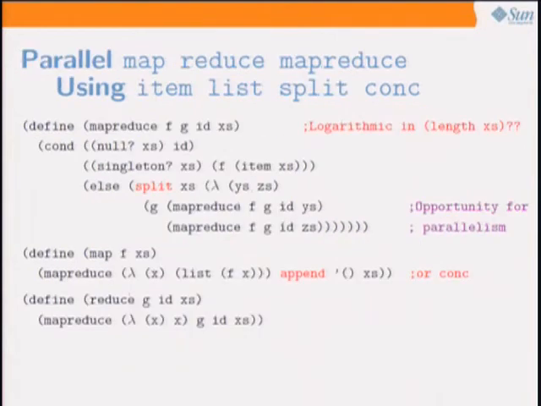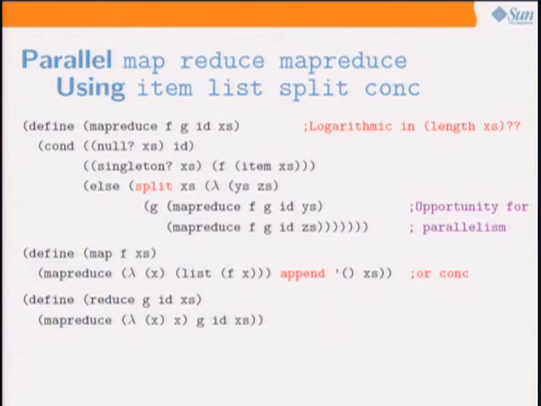Okay, so I've shown you a bunch of sequential definitions of various functions on lists using car, cdr, and cons. Now let's look at what this might look like using item, list, split, and conc, which gives us some potential for parallelism. Here's a definition of MapReduce, and let's take a little more time to look at this. It uses structural recursion, and it looks at the three cases of an empty list, a singleton list, and a conc list.